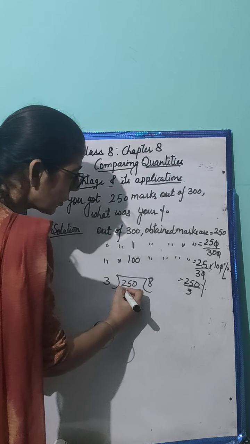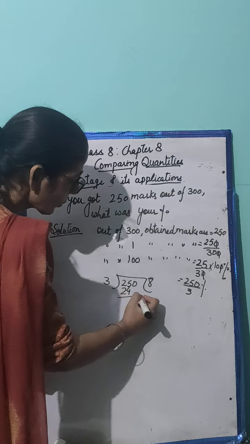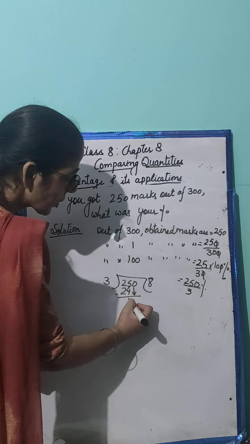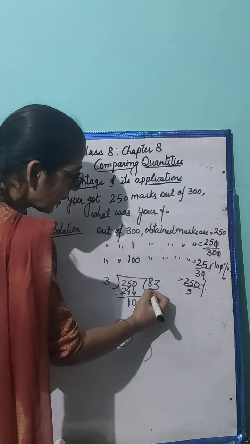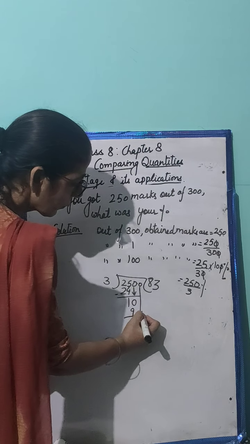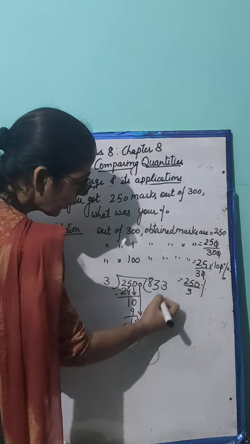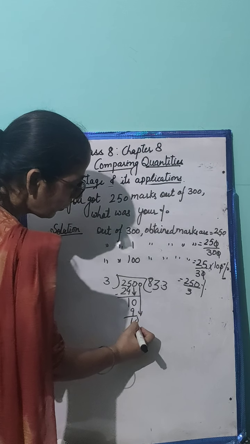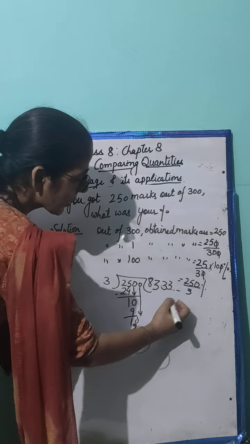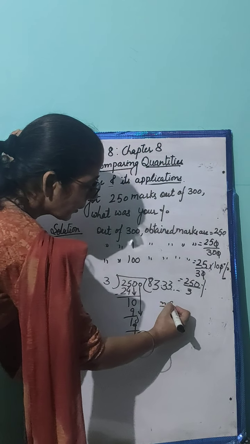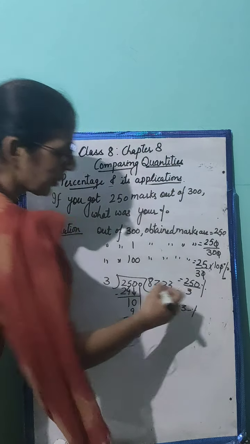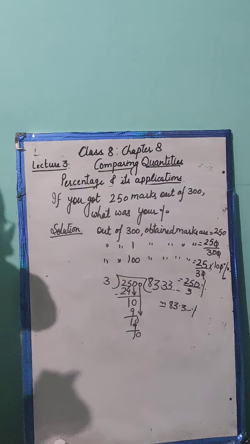करके देखें. 250 अपॉन 3. 3 8 दा 24. डिवीजन तो सबको आती है. 25 माइनस 24 इज 1. ऊपर से आया 0. 3 3 जा 9. 1 फिर 0.3. ये कभी खत्म नहीं हो रहा. फिर 1 फिर this. तो my percentage is nearly 83.333%. So have you got?